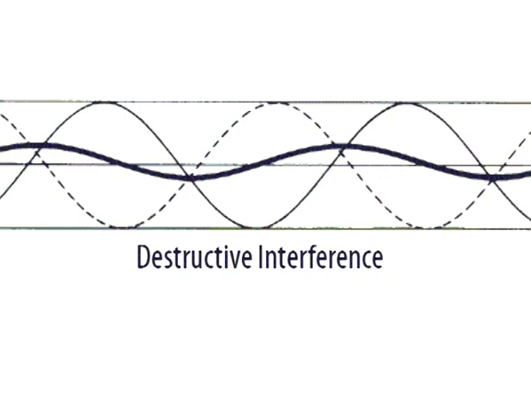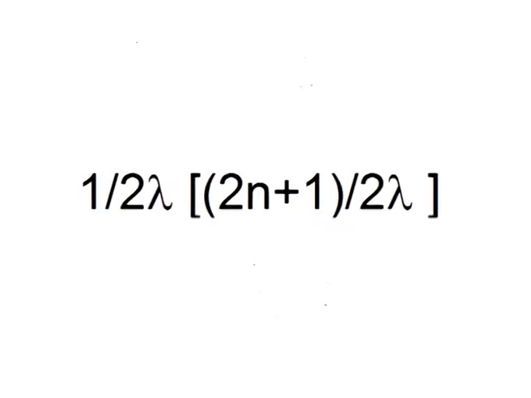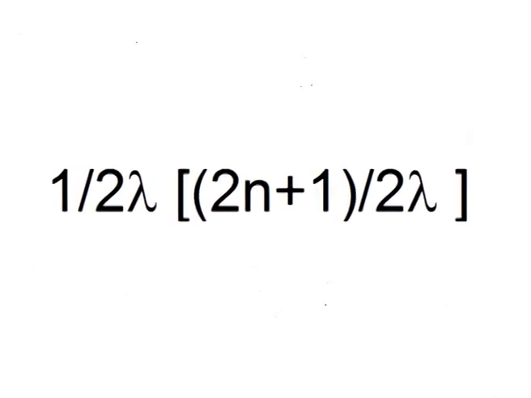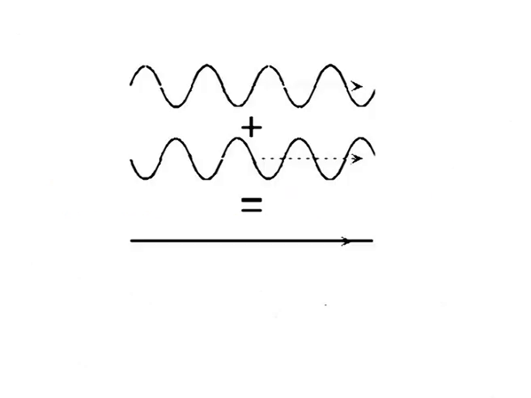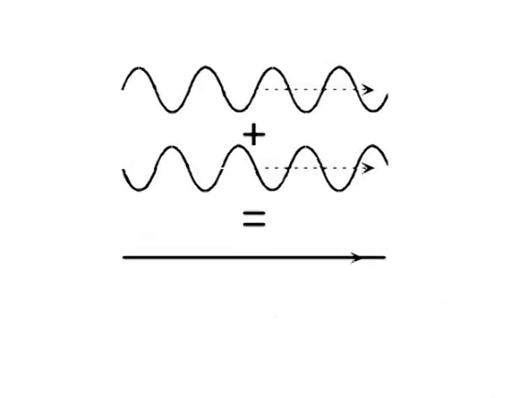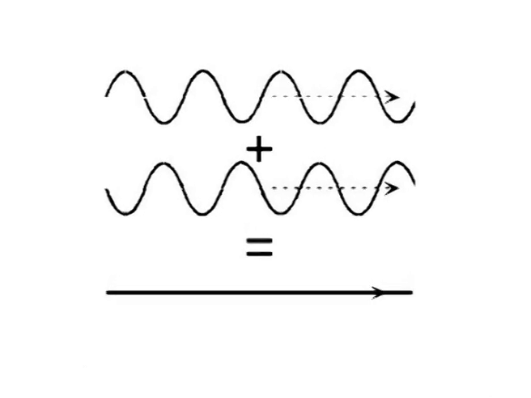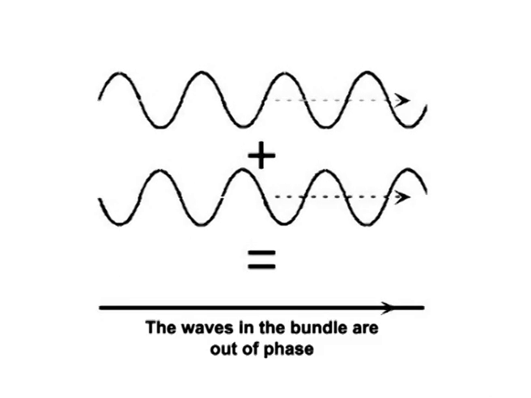In an extreme case, if the waves are out of phase by an odd multiple of 1/2 lambda, (2n+1)/2 lambda, the resultant wave will have no amplitude and thus be completely destroyed. Figure 6 shows the waves in the bundles are out of phase.